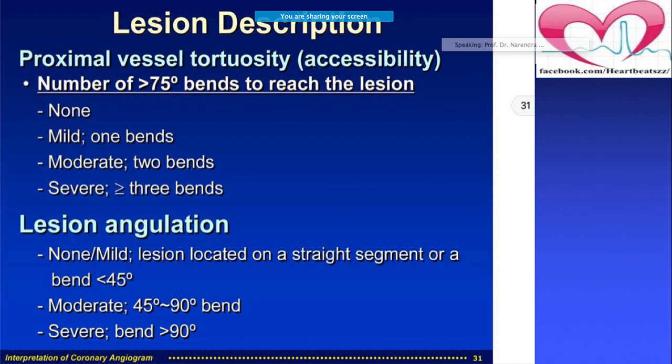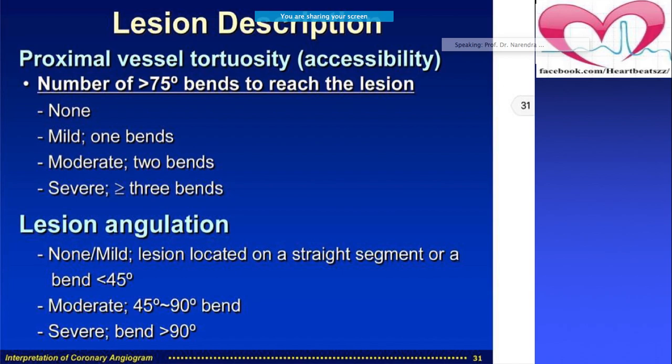Then, going further about the lesion set, you also comment about the tortuosity of the vessel, and you tell it in terms of accessibility, because of bends of more than 75 degrees, and how many of them are present. Is it mild? Mild means only one bend. Moderate will be up to two bends. Severe is more than three bends.